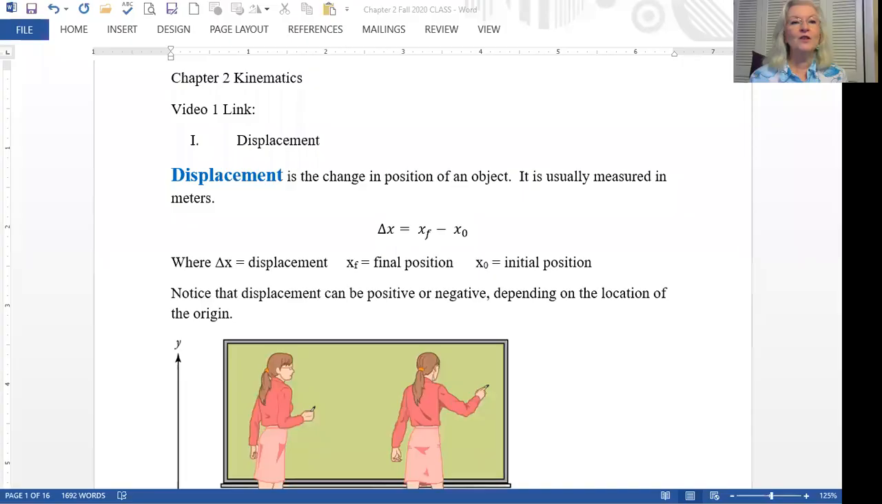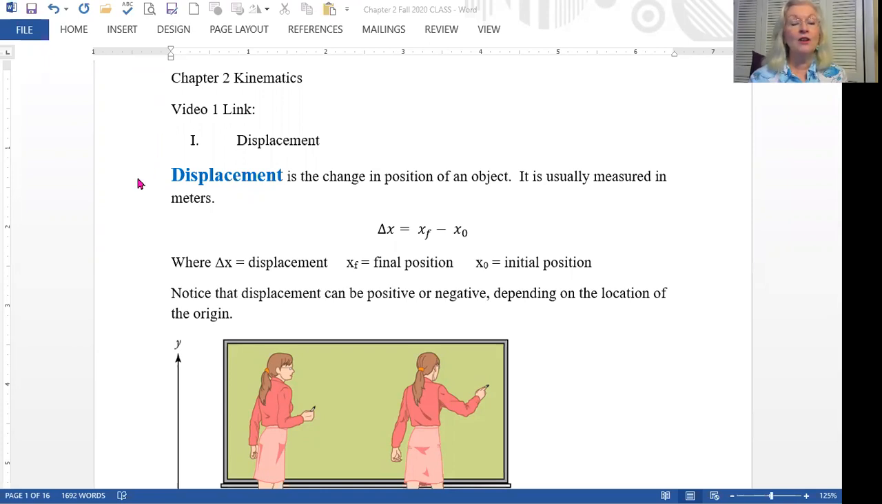We are going to start chapter 2. So I'll share my screen. As you can see, chapter 2 is on kinematics. So things are going to be moving in this discussion. And there'll be several videos. I think there are 3.